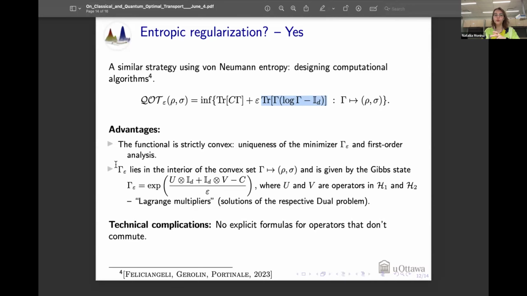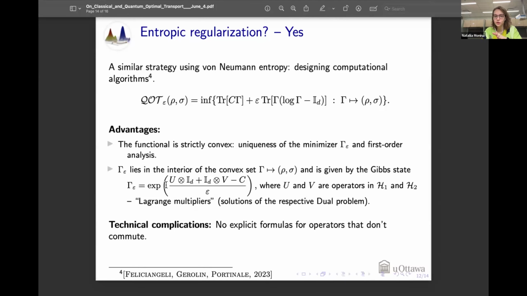The situation is similar with this new joint distribution, which is like the joint density matrix. It also lies in the interior of the convex set that has the correct marginals. And it was also given by this exponential of u plus v minus c over epsilon. Here u and v are the solutions of the corresponding dual problem. You can also think about these as the Lagrange multipliers, as if you construct the Lagrange problem.